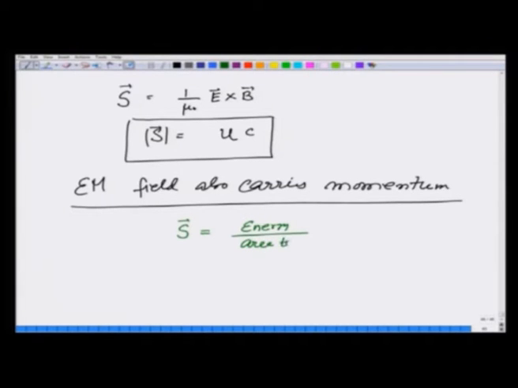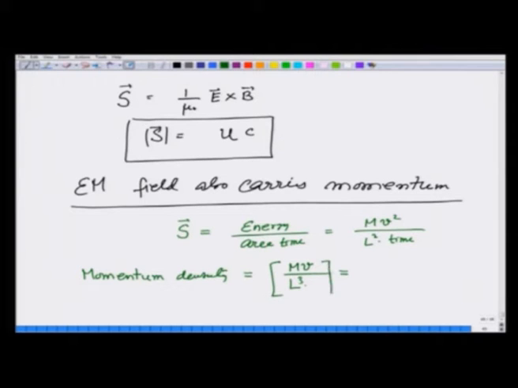area per unit time, which has the dimensions of m v square over L square times time, is related to the content of momentum, or momentum density, as follows. Momentum density, which is going to be m v over L cubed, that is the dimension. So, this is related to the S vector as S over c square, where c is the speed of light.